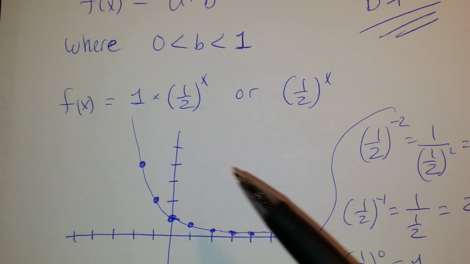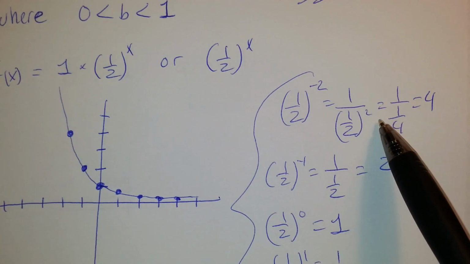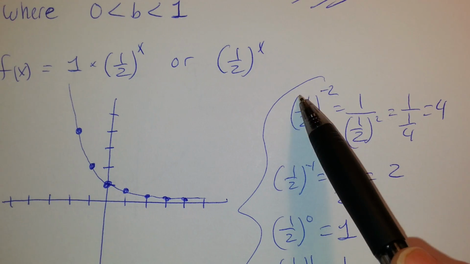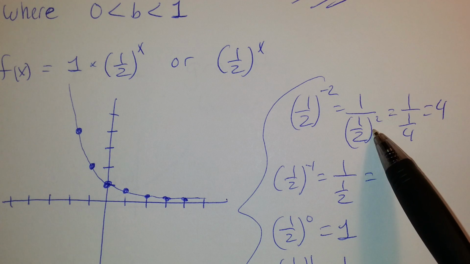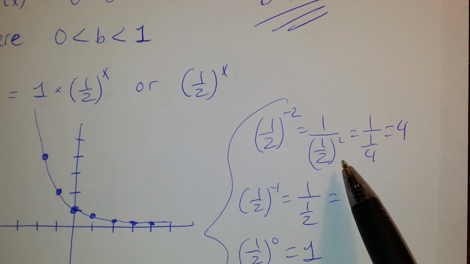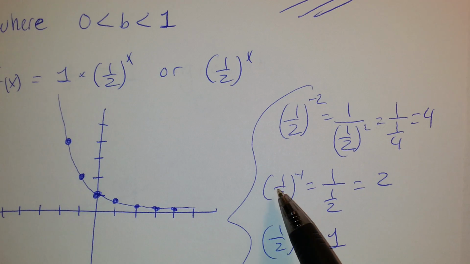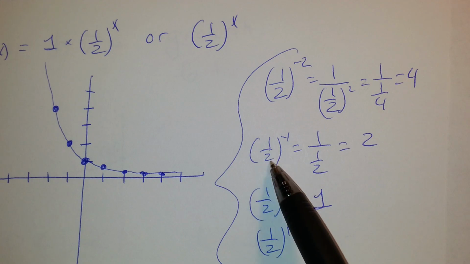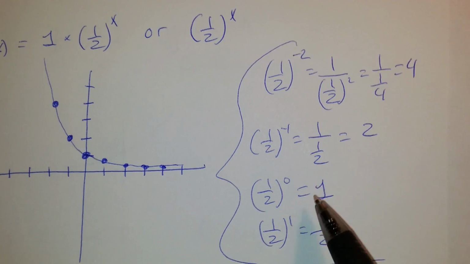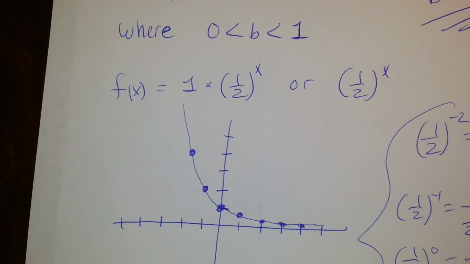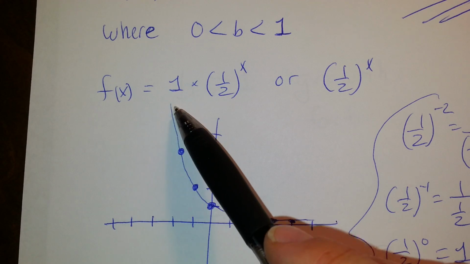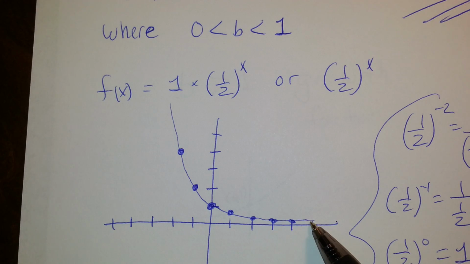Remember we went over our values, 1/2. Notice fractions, the big thing here is fractions get big with negative exponents. Notice 1/2 to the -2 is 1 over 1/2 squared, 1 over 1/4 is 4. 1/2 to the -1 is 1 over 1/2, which is 2, and so on. So notice, here's the graph, basically what a graph looks like when your base is a fraction, less than 1.